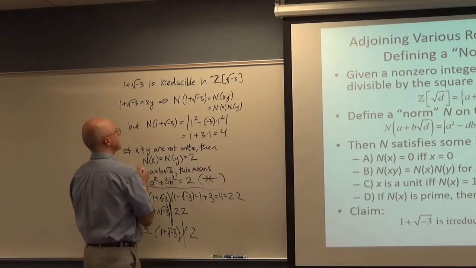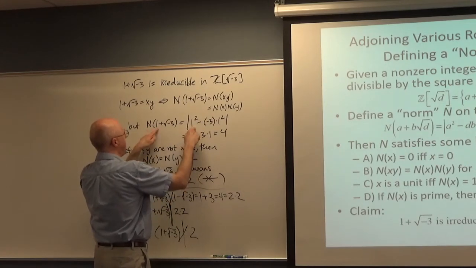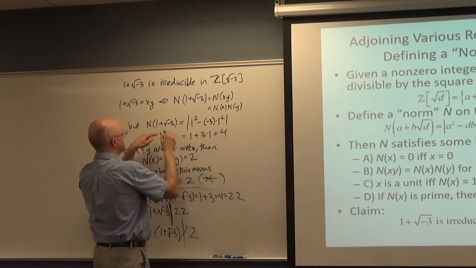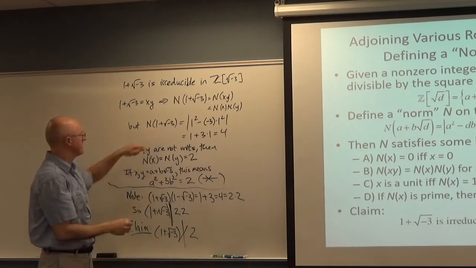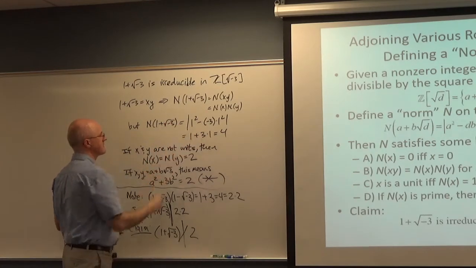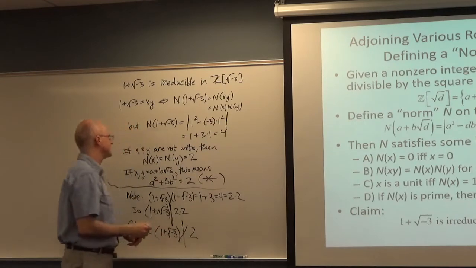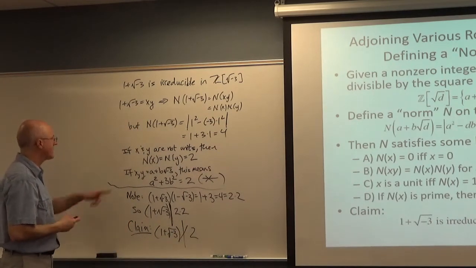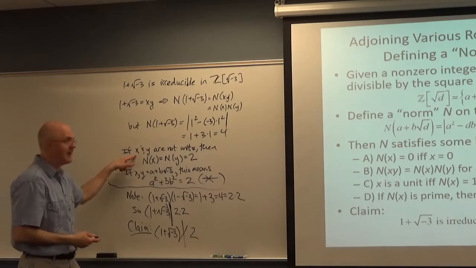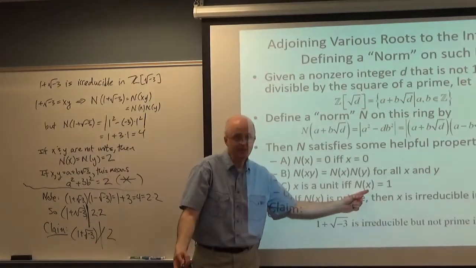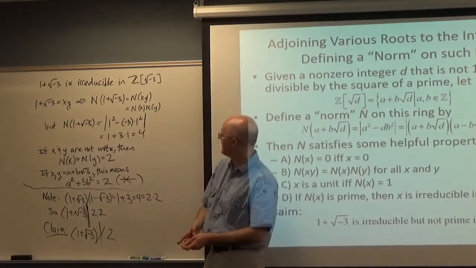This is the absolute value of a, 1 squared, minus d, d is negative 3, times b squared. B is 1 as well. The coefficient of the square root of negative 3 is 1. This simplifies to 4. You can get rid of the absolute value signs. But if x and y are not units, then their norms are not 1. But the norm does have to be an integer, so they must both be 2.